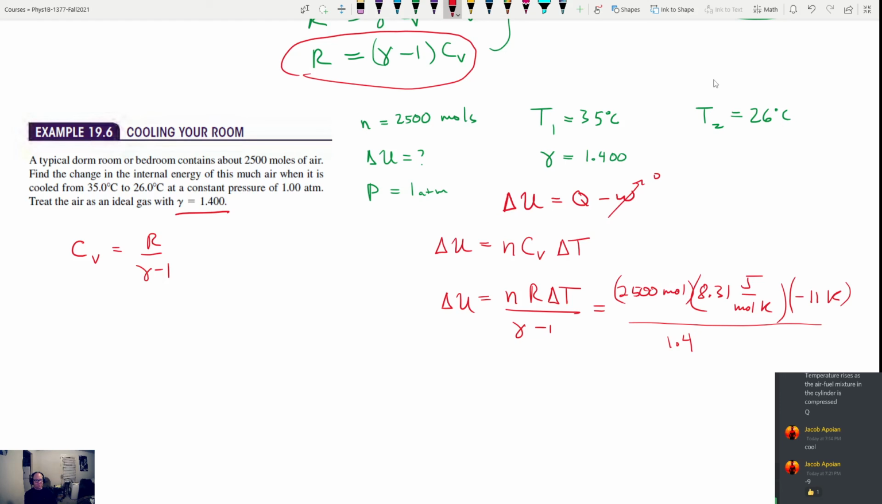Should I just put this in a calculator? 35 minus 26. What is that? It sure looks like it's 9 to me. It's negative 9, isn't it? Yeah, it's negative 9. Okay. All right, negative 9. And then we just divide by gamma minus 1, so 1.4 minus 1. And that'll give us delta U. Can you all tell me what you get if you calculate this?